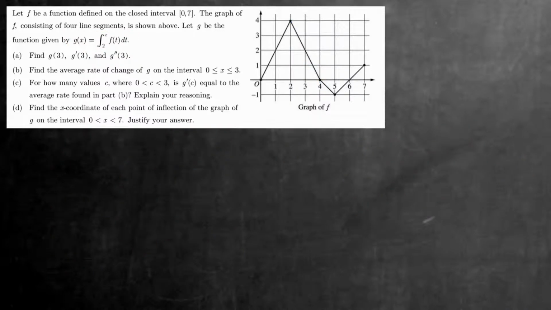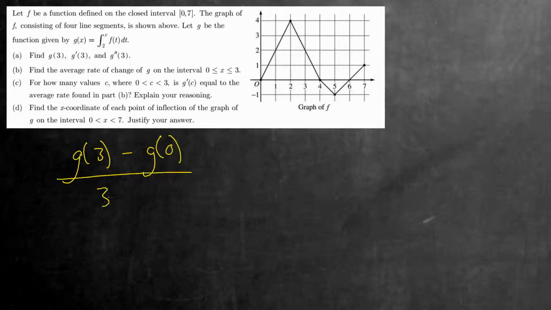The average rate of change of g over the interval from 0 to 3. And g is the integral from 2 to x of f of t. So really, if I want to find out how much something has changed, I can just find out where it's gone. G of 3 minus g of 0 would be how g has changed. The average of that would be over how long. So g of 3 we found in A to be 3.